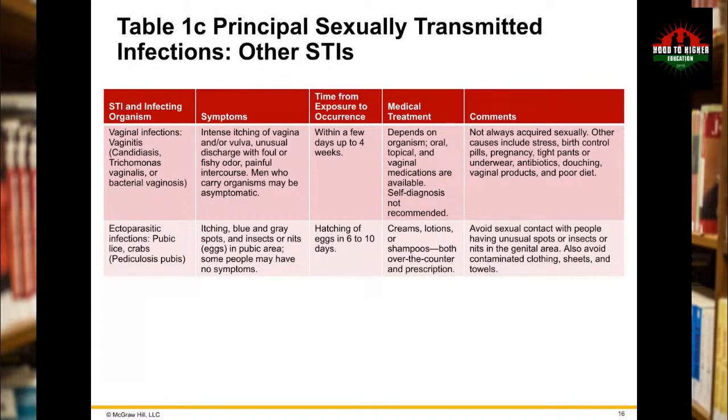Principal STI and other STIs, a further breakdown. On the left, you will see trichomoniasis, followed by pubic lice, crabs. Read the symptoms, time from exposure to occurrence, read the medical treatment involved in trichomoniasis and pubic lice and crabs, and also read the comment section. Continue to learn and take time, take notes, and reflect.